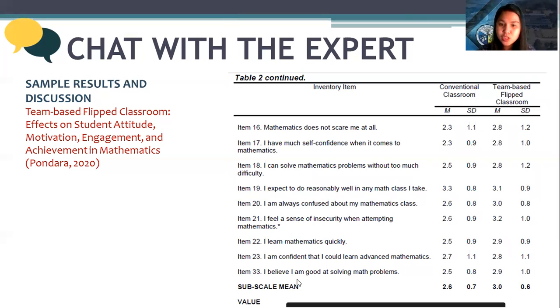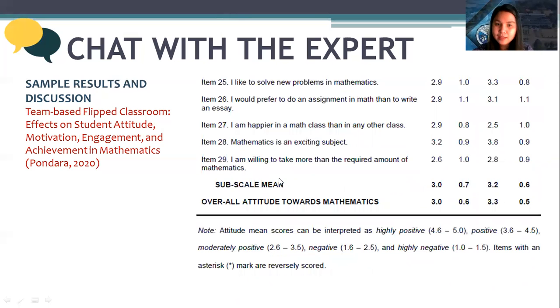Then, for each component, you need to write your subscale mean. It means the mean for each component. And at the end, because there are 3 constructs, components here: self-confidence, value, and enjoyment. So 1 subscale mean for self-confidence, 1 subscale mean for enjoyment, 1 subscale mean for value. And the end will be the overall attitude towards mathematics.